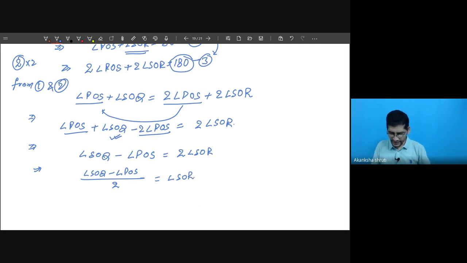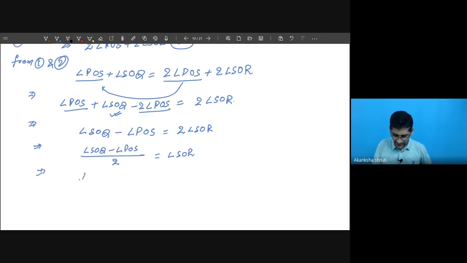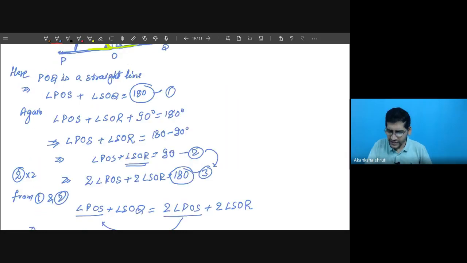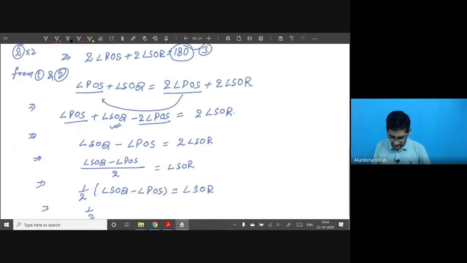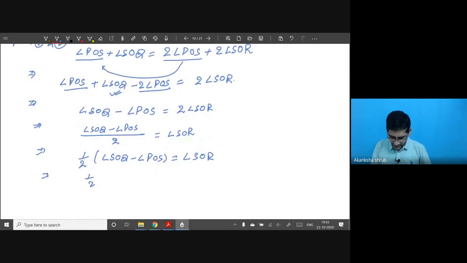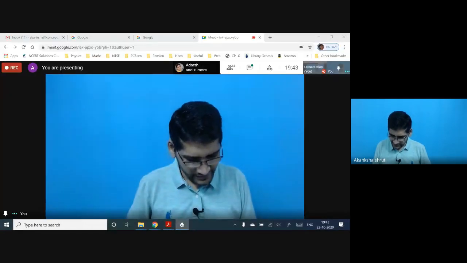Okay, student, it means the same thing. It is just a way of writing. Take this one half outside. Angle SOQ minus angle POS is equals to angle SOR. Or you may write this in the words they are using. So in the left hand side they are using QOS. Whether you say SOQ or QOS, it means the same thing. Okay, students?